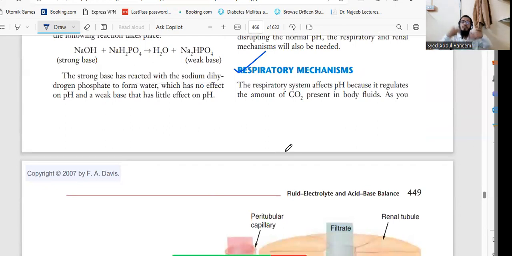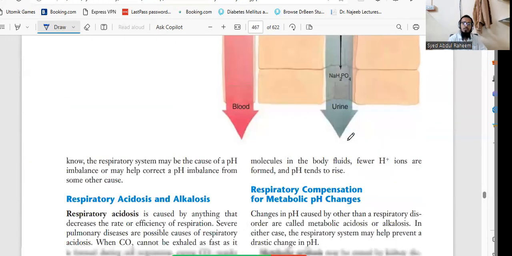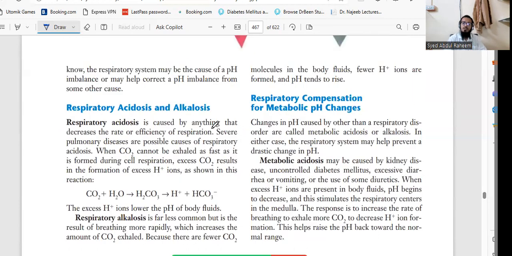The respiratory system will eliminate carbon dioxide. The respiratory system affects pH because it aggregates carbon dioxide present in body fluids. As you know, the respiratory system can cause a pH imbalance, or may help correct a pH imbalance from some other cause. So we will call it respiratory acidosis. If carbon dioxide is more, what will happen? Hydrogen ions are more. So what will that cause? Acidosis.